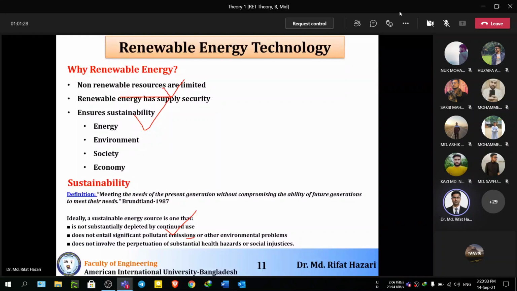That means non-renewable energy, or if you consider energy as a sustainable energy, it should not have social injustice or health hazards. So these three conditions are satisfied by renewable energy. That's why we can say renewable energy is a sustainable energy. Okay, is it clear to you?